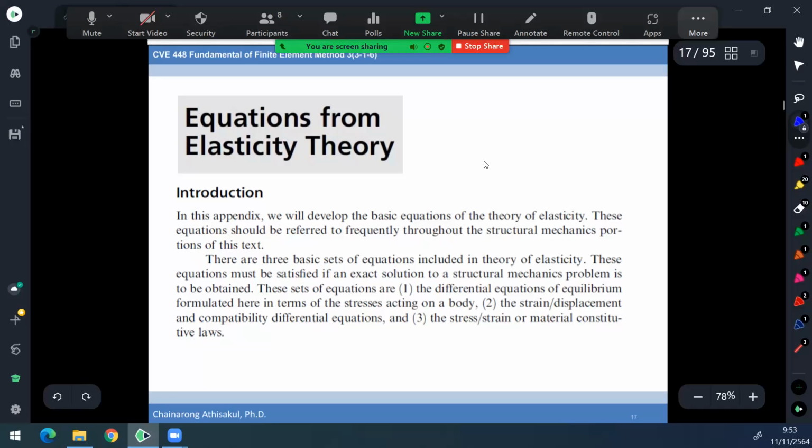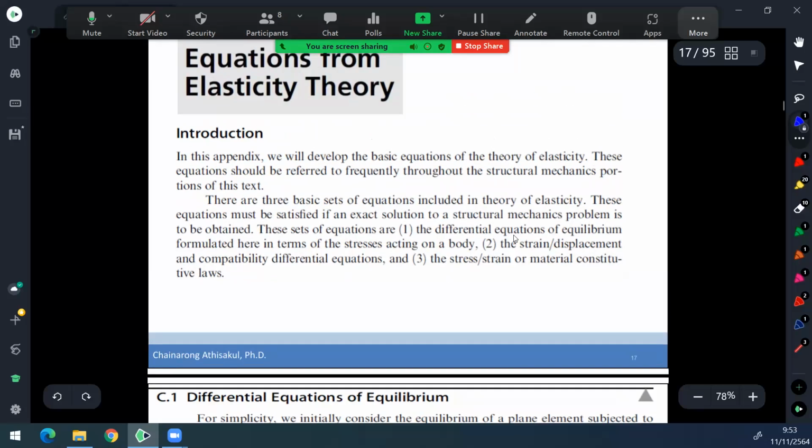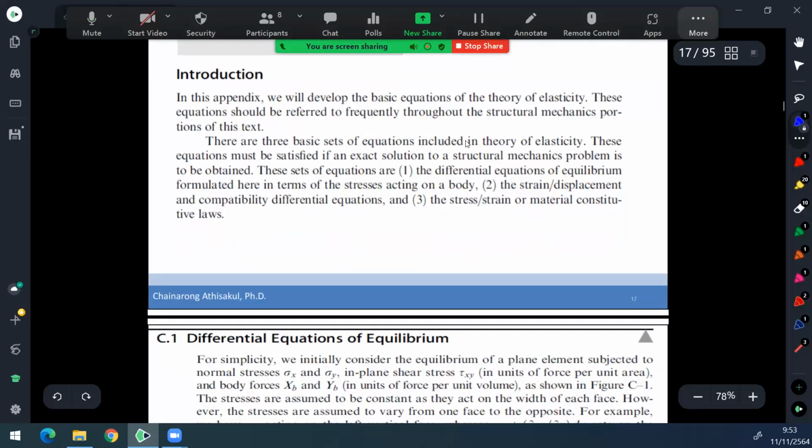Okay, before we go to derive the plane element stiffness, we have to understand the theory of elasticity first. This is only the introduction. You may have to review it again from the mechanics of materials textbook, or advanced mechanics of materials, or theory of elasticity, if you would like to understand more detail on this equation. But for now we will just overview it, and we will apply this equation to the plane problem.